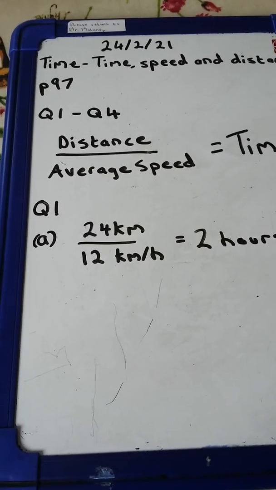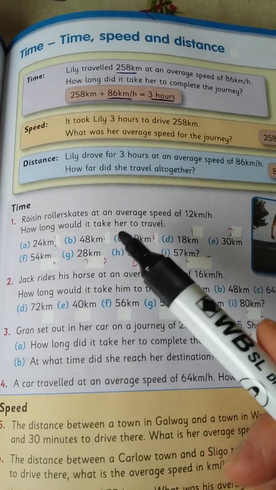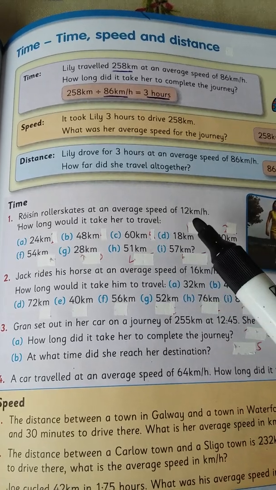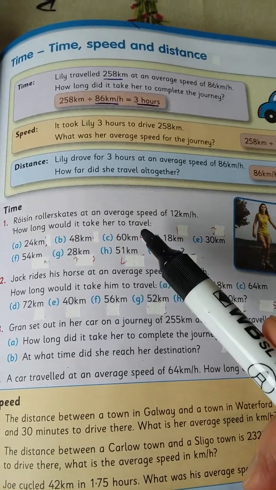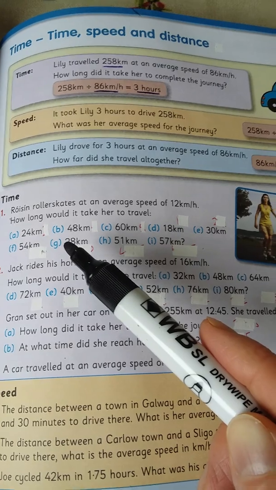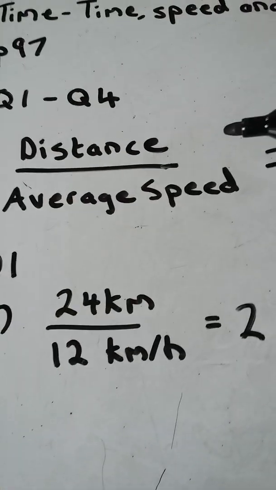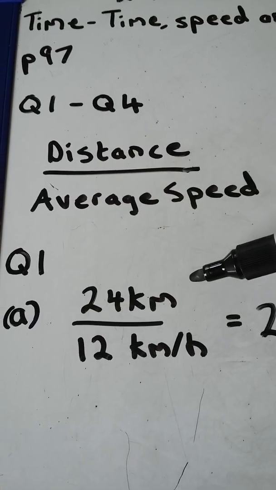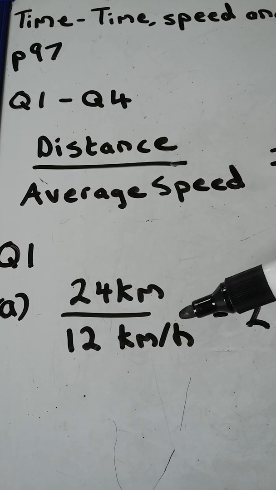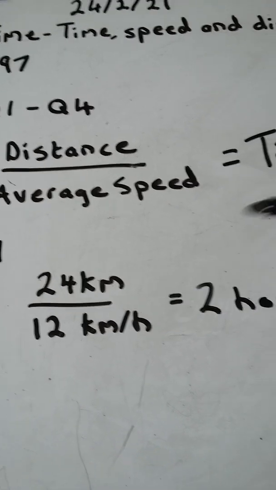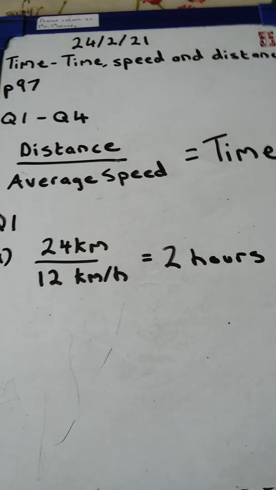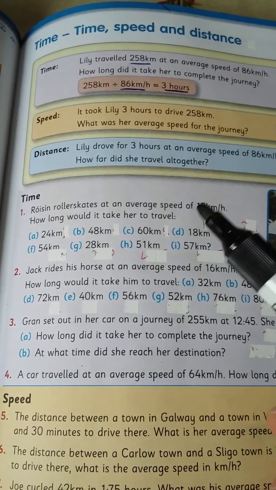So if we look at question 1a, Roisin roller skates at an average speed of 12 kilometers per hour. How long would it take her to travel 24 kilometers? We'll look at our formula. The distance is 24, her average speed is 12 kilometers an hour, so 24 divided by 12, it would take her 2 hours.